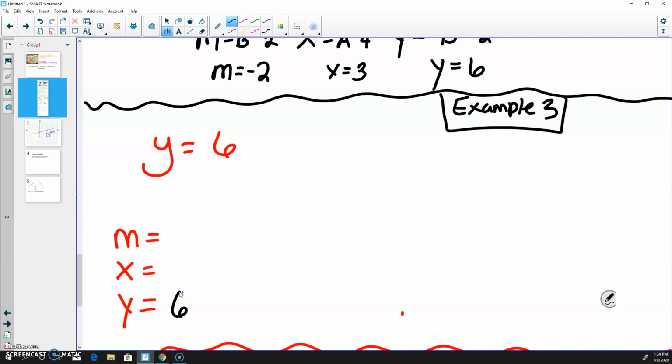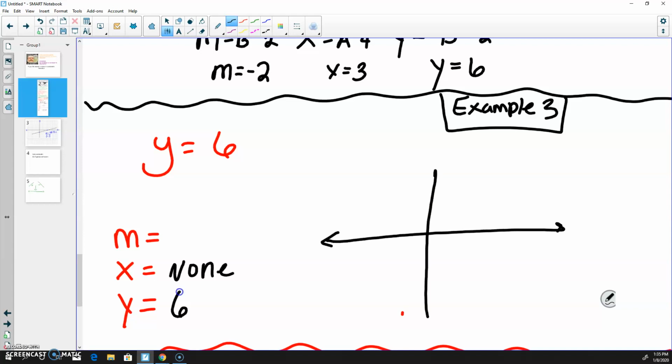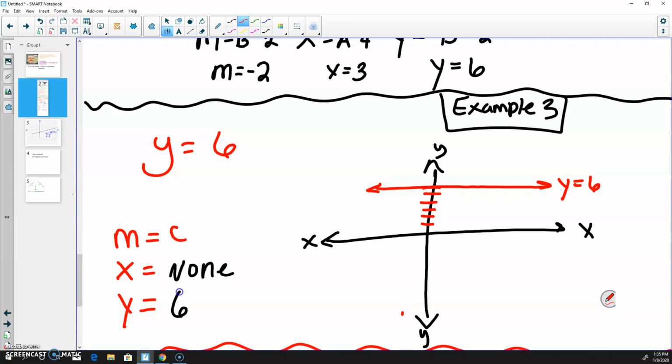My x. Do I have an x up there at all? No. So it's none. There's not an x up there. If I graph this, this is my y line, this is my x line, and it tells me y is 6. So I'd have 1, 2, 3, 4, 5, 6. I have a horizontal line that represents y equals 6. Horizontal lines have a slope of what? 0. Horizontal lines have a slope of 0.